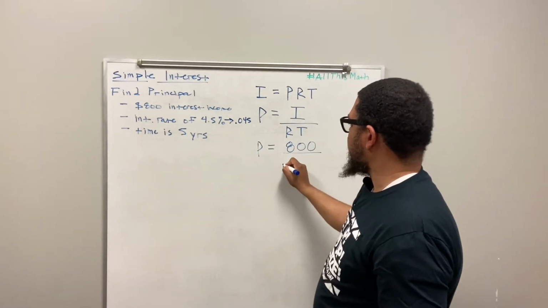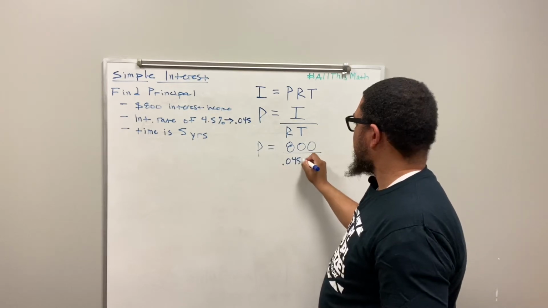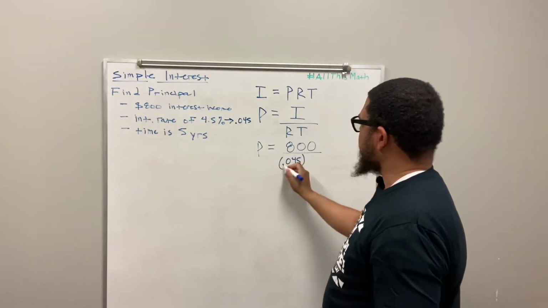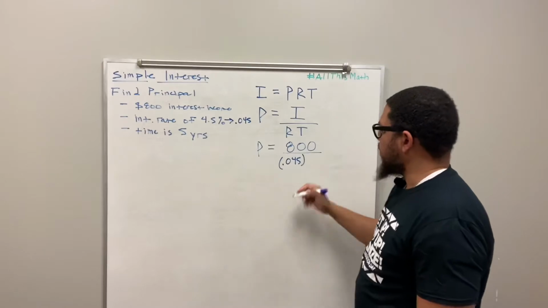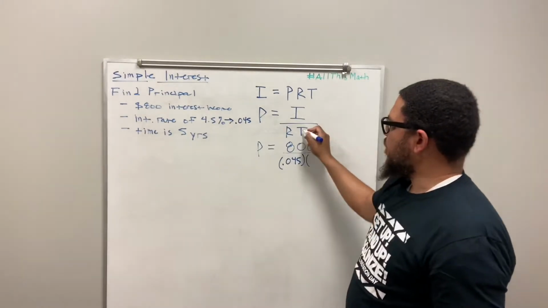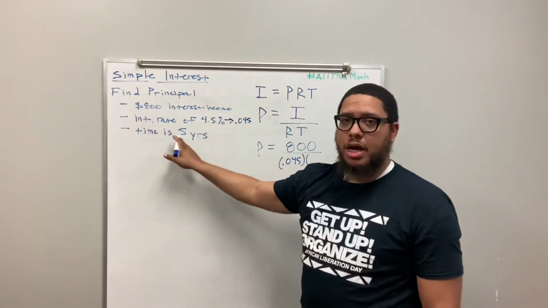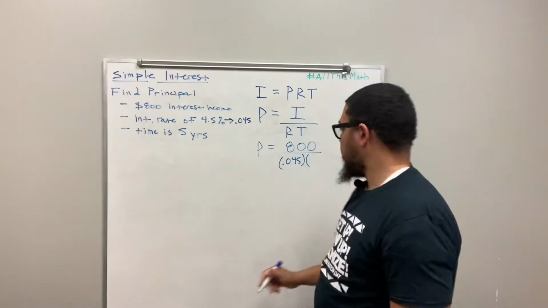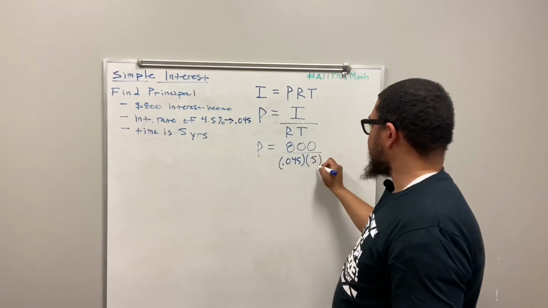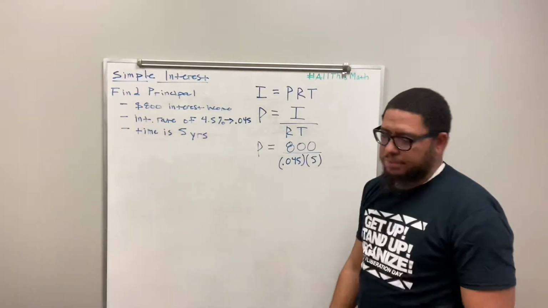So the R becomes 0.045. Now, I use the parentheses to show multiplication, right? Now, what's my T? T is the amount of time. T is 5 years. So I put a 5 right there. And now, you just go to your calculator.